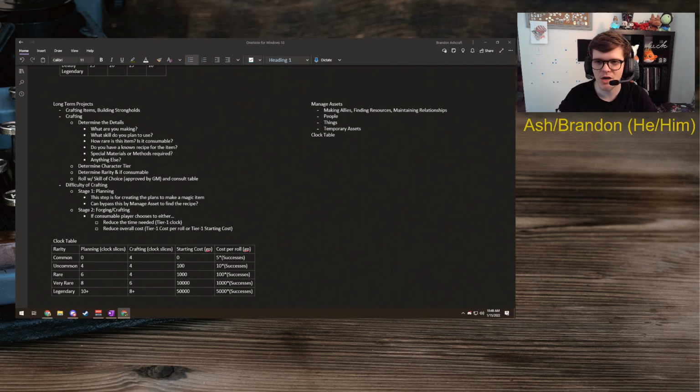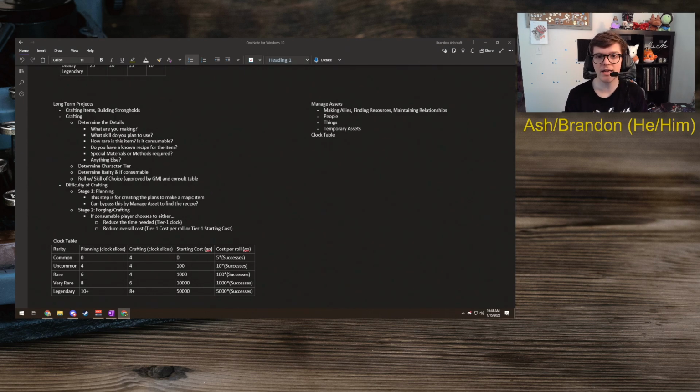But yeah, so check that out. We were on long-term projects, so crafting items, building strongholds. Kind of start with determining the details. What are you making? What skill do you plan to use? How rare is this item? Is it consumable? Do you have a known recipe?